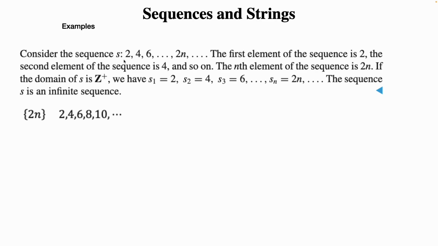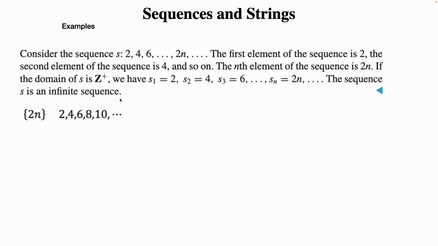Consider the sequence S equals 2, 4, 6, up to 2n. The first element of the sequence is 2. Then the second element is 4, and so on. So you could say S1 is 2, S2 is 4, S3 is 6, and so forth. The nth element, of course, is 2n, twice whatever the n is.